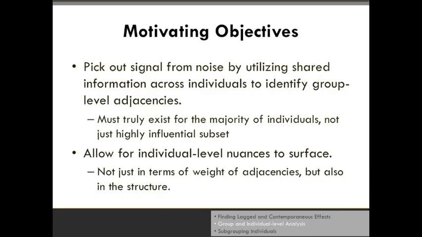All right. So this brings us to the motivating objectives for the algorithm that we use that Joe alluded to earlier. It's called GIMME, and it's performing reasonably well. We want to pick out signal from noise. So much like the current objectives, if you're trying to aggregate by concatenating, we want to see if there is something that exists at the group level, we want to get that. We want to get at things that we can say are nomothetic or that exist for most individuals.